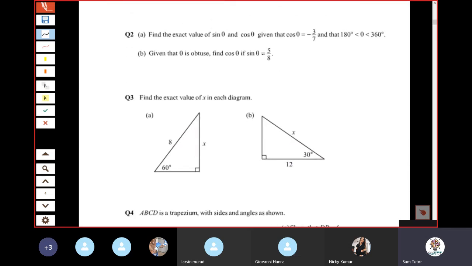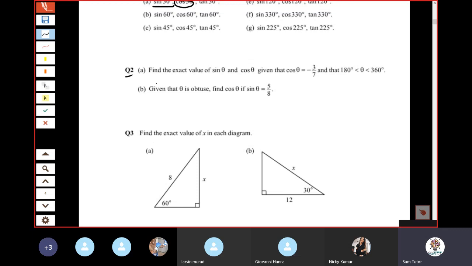All right. Let's do question 2. I know we didn't do that last week. It says, find the exact value of sine theta and cos theta, given that cos theta is negative 3 over 7, and that theta is between 180 to 360 degrees. All right. So the first thing you got to think about is, sorry, not sine theta and cos theta. Cos theta is already given. Sine theta and tan theta.